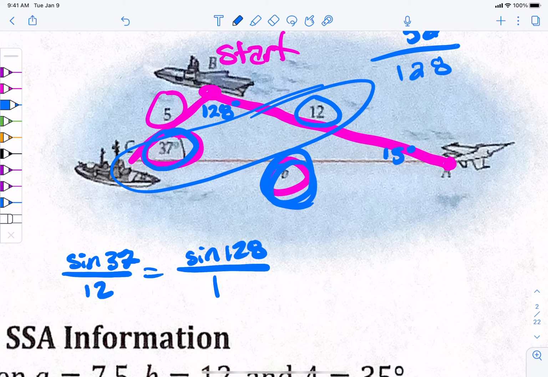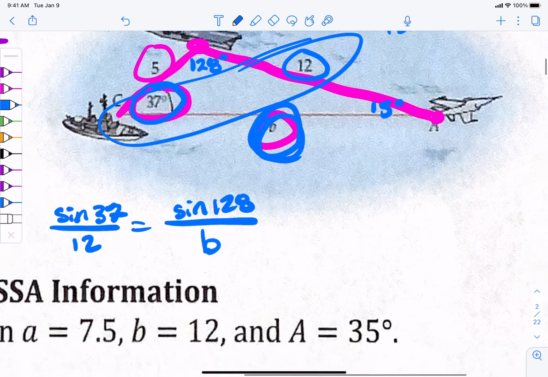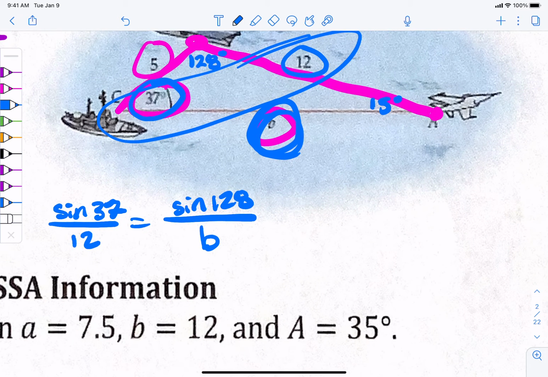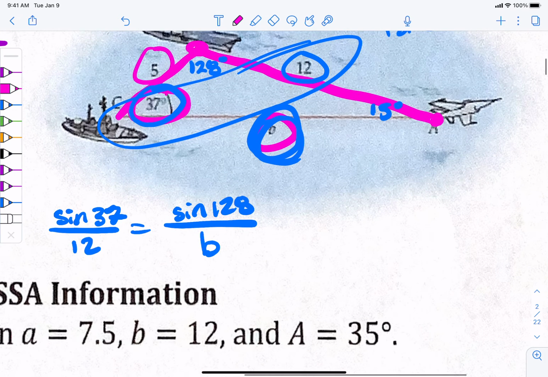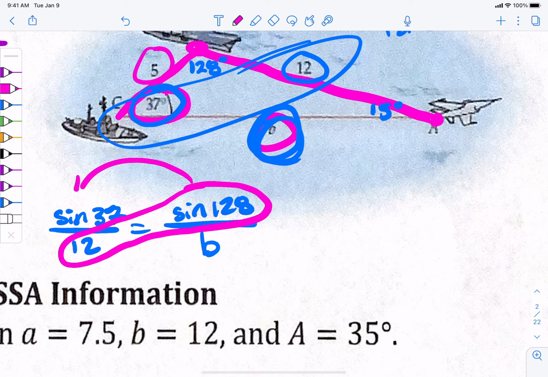128 over B. Okay? So I'm not going to write out all the work. What would you do? Well, wouldn't you use sine of 128 anyways? I'm talking about using sine of 37 over 12 rather than using sine of 15 over 5. Yeah, like this first part here, you want to make sure that you use the stuff that you originally had. So multiply these together and divide by sine of 37. So 12 sine of 128 divided by sine of 37.